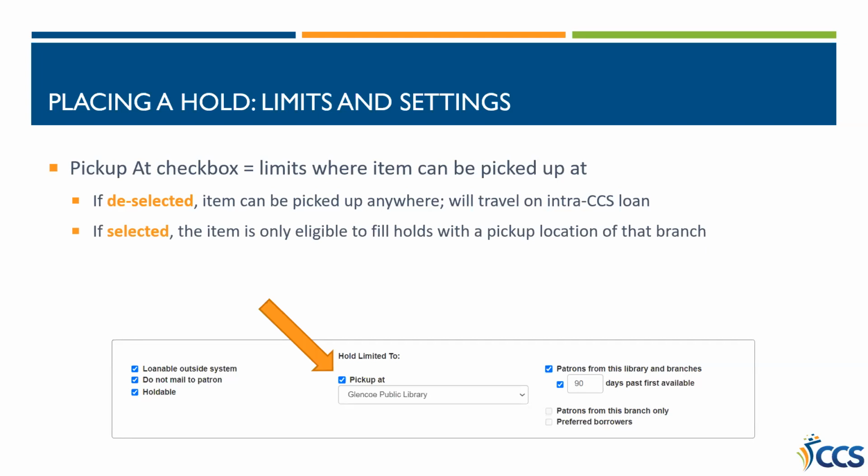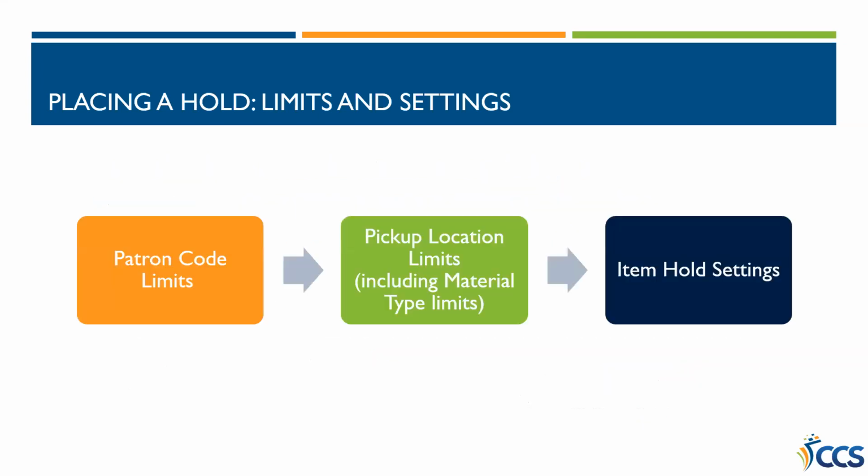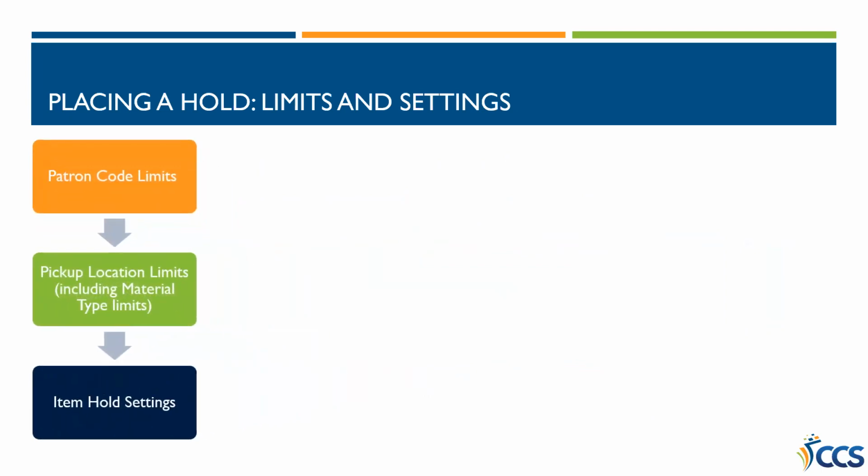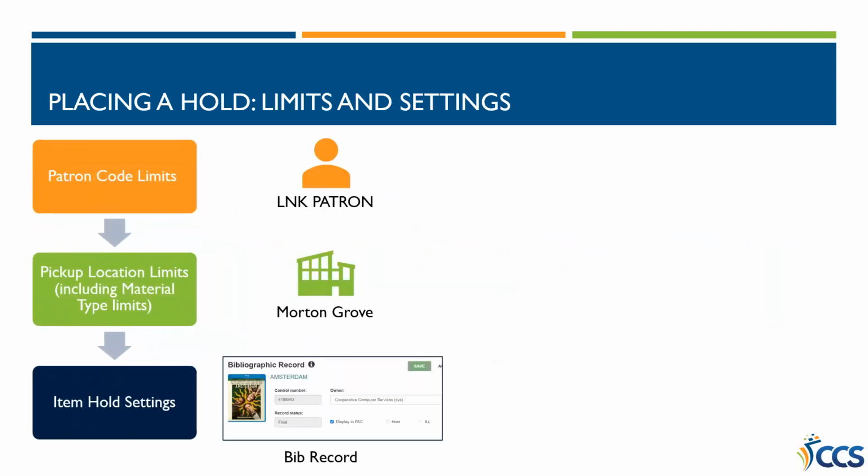Again, those equipment pieces, right? Your library of things, or items like large activity kits. So those are the hold settings that Polaris tends to look at when you're placing a hold. That's a lot of limits and settings that are considered, right, when that hold is placed. So let's see if we can visualize what happens during all of this.